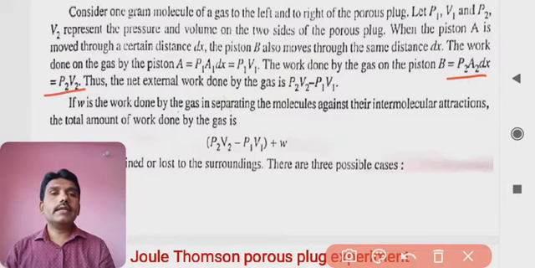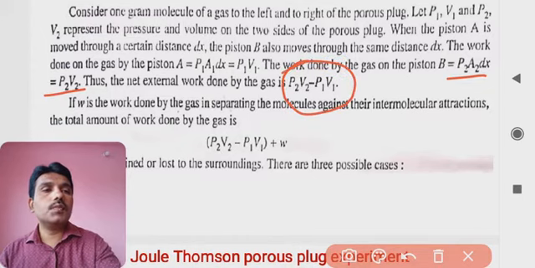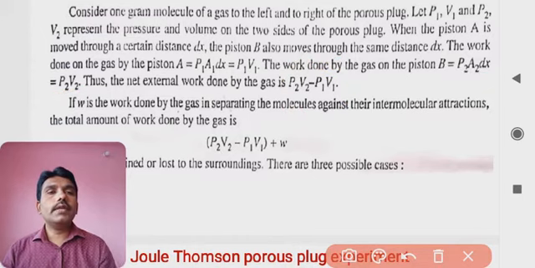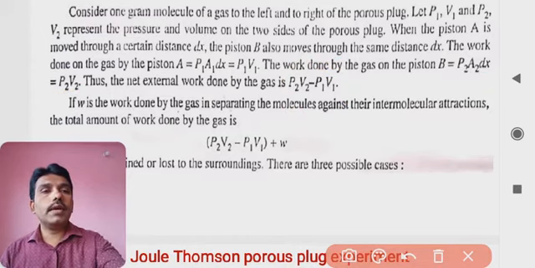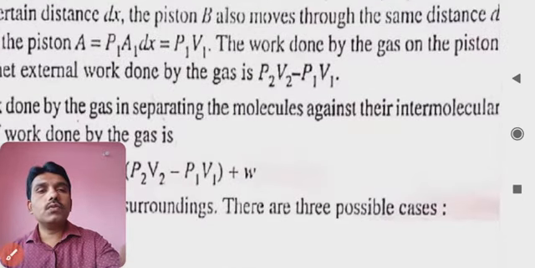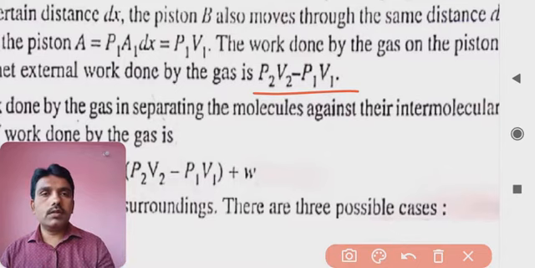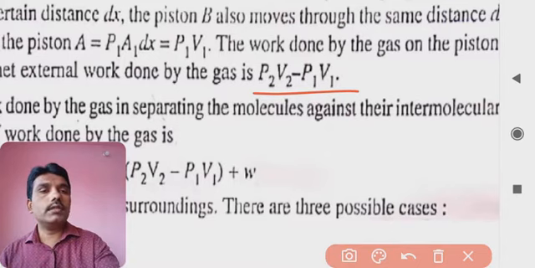Thus the net external work done by the gas will be, मग आता external work done आउटला झालेलं वर्क डन अँड इनपुटला झालेलं वर्क डन, दॅट्स वाय इट विल बी P2 V2 minus P1 V1. So the net amount of external work done by the gas will be P2 V2 minus P1 V1. I will make it a little bit larger to understand or to see it clearly. This is P2 V2 minus P1 V1, external work done outside la minus initial side la.